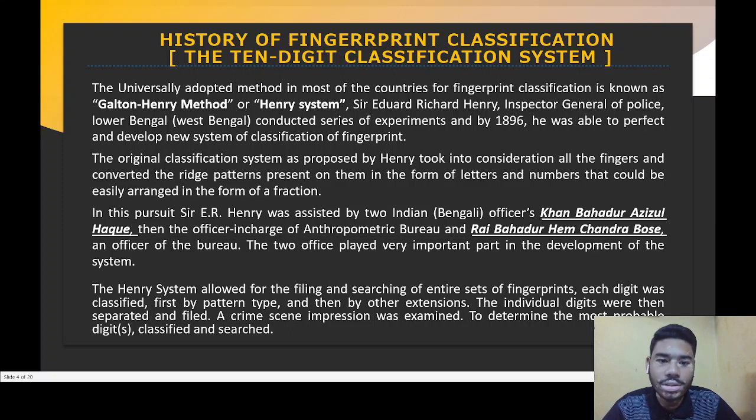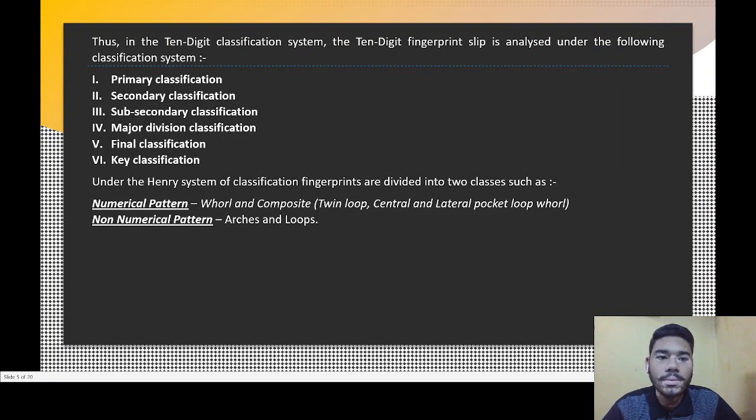The original classification system proposed by Henry took into consideration all fingers and their patterns, converted them into letters and numbers that could be easily arranged in the form of fractions. The 10-digit classification slip is analyzed under the following system. Under the Henry system of classification, fingerprints are divided into two classes: numerical patterns and non-numerical patterns.